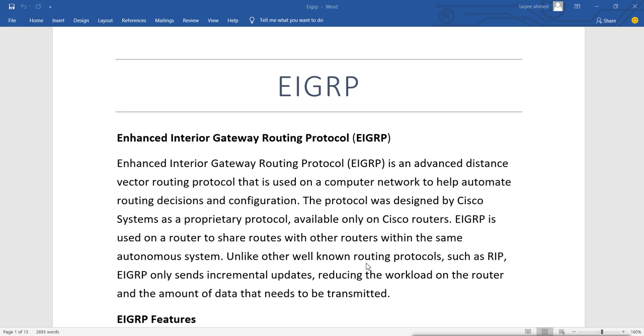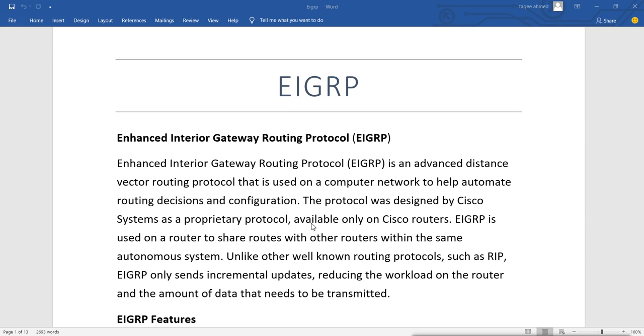So basically this EIGRP is designed on the IGRP protocol. First the RIP protocol came, then RIP had lots of drawbacks, lots of problems. Then Cisco designed its own protocol, called IGRP. But IGRP was also not a good protocol, it also had some drawbacks. So for resolving those drawbacks and problems, they introduced EIGRP. It is the enhanced version of that interior gateway routing protocol.